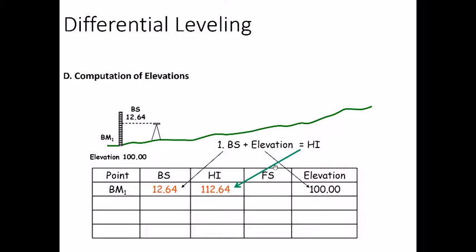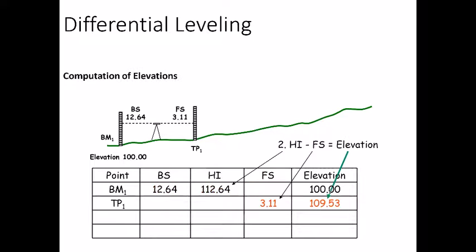When we put all these values in the table, we have the point whose reduced level we want to find out, and we have backsight, foresight, height of the instrument, and elevation. There could be intersight as well, but we don't have that in this question. We calculated the height of the instrument in the first setting, that was 112.64, and the first reading taken in any instrument setting, 12.64, becomes your backsight. The elevation of the first point is given, that is 100.